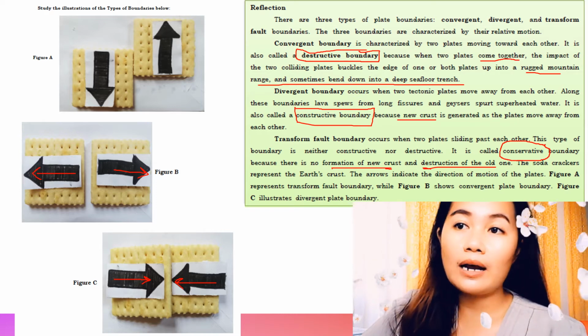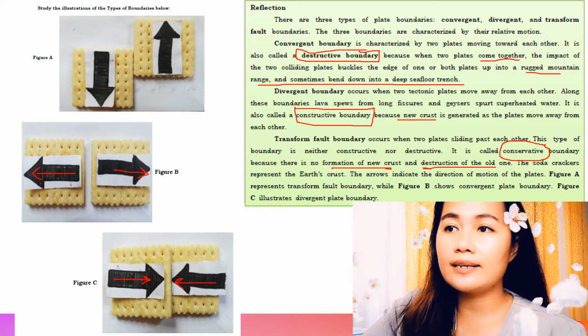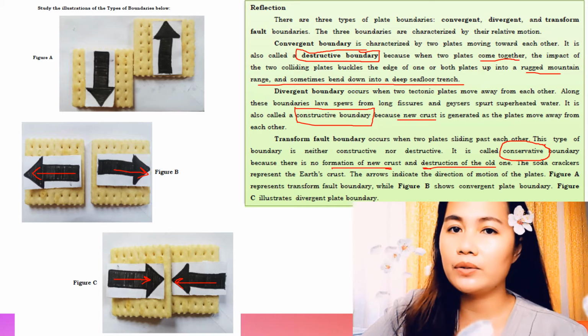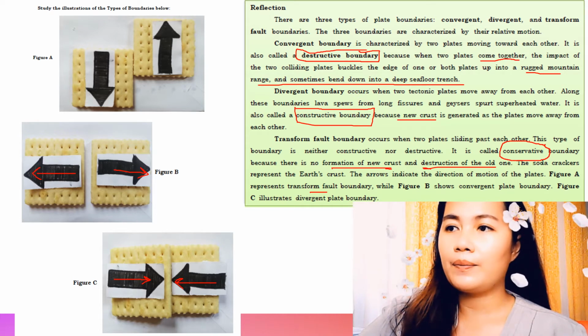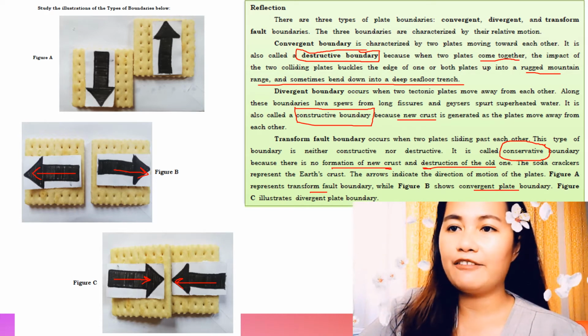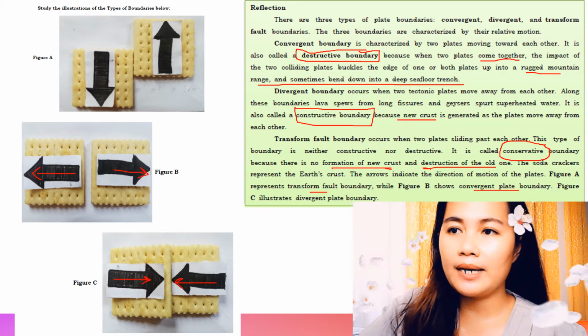The soda crackers represent the Earth's crust and the arrows indicate the direction of the motion of the plates. Figure A represents transform fault boundary. Figure B represents convergent plate boundary. And figure C illustrates divergent plate boundary.